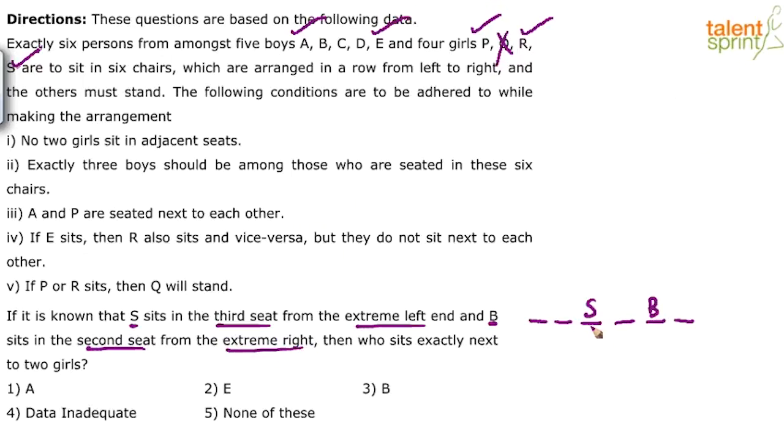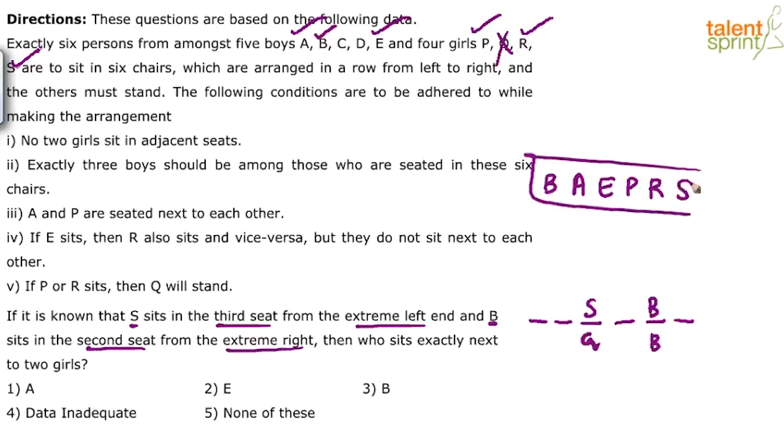Mark their genders. S is a girl and B is a boy. We know that the persons are A, E, P, R, S. By the way, we also know that B is a part of this group, according to this question. He's talked about B. B sits in the second seat. So we know who the 6 persons are: B, A, E, P, R, S.